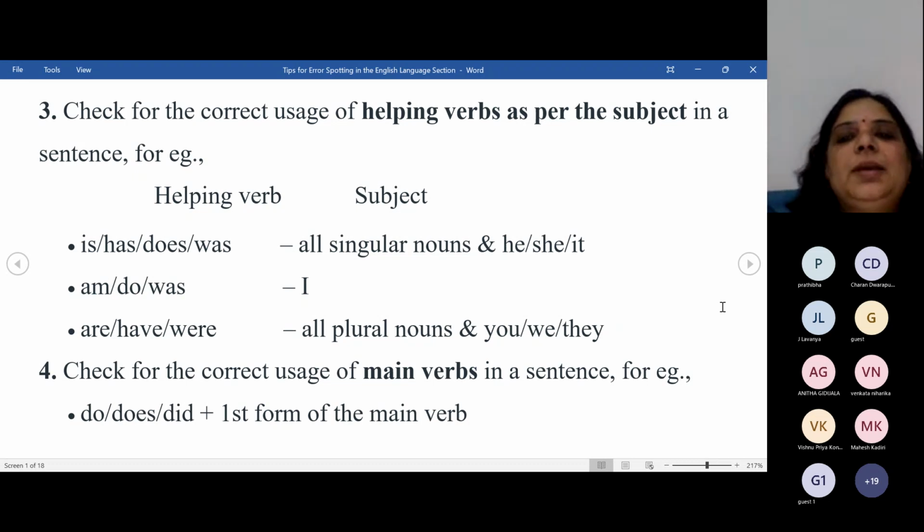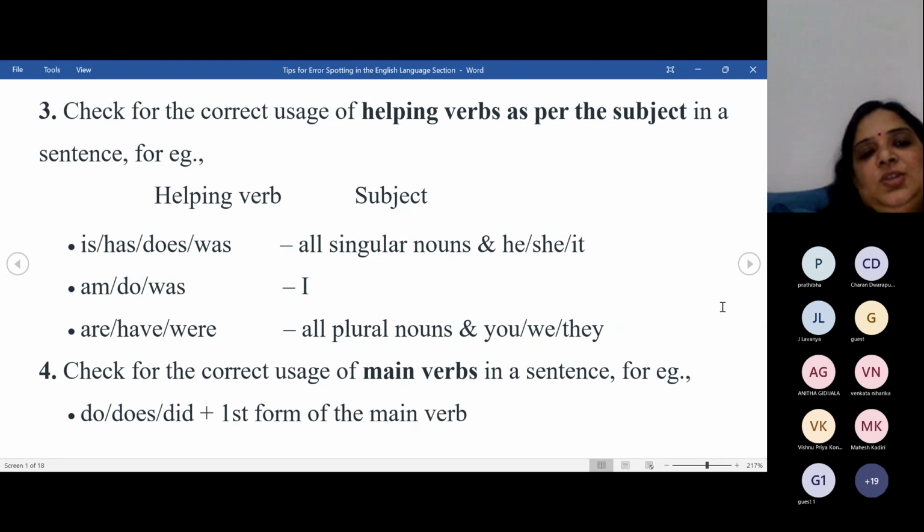So the helping verb is he is doing, she is doing, it was or is, okay? When it is I, it is never I is. It is I am, I was, I do, okay? Just remember, he will never be do. He does his work, she does her work, I do my work, I don't do my work. Okay, he does his work, he doesn't do his work, she doesn't do her work.